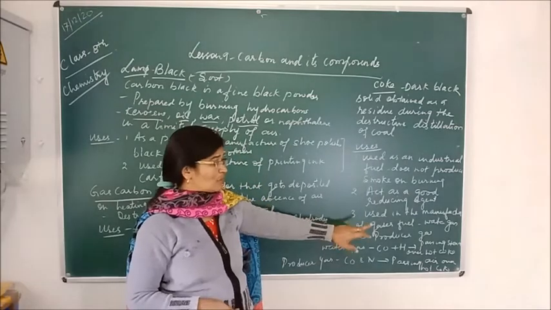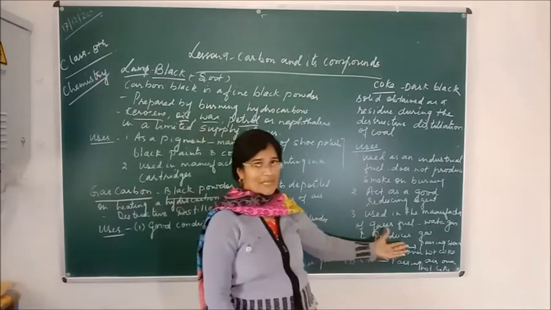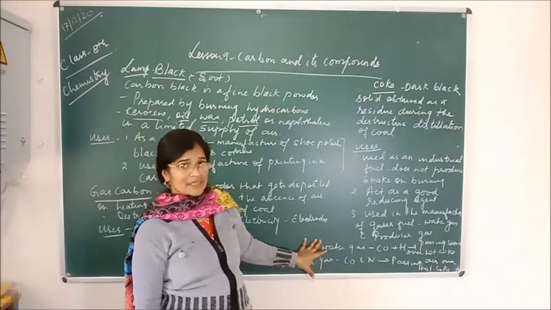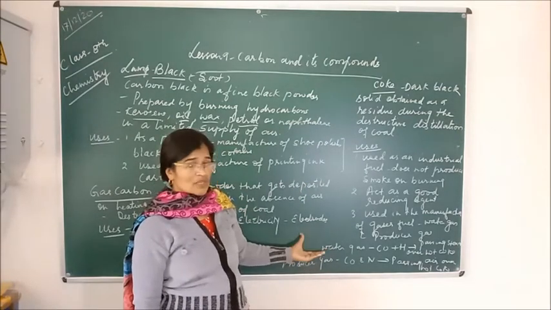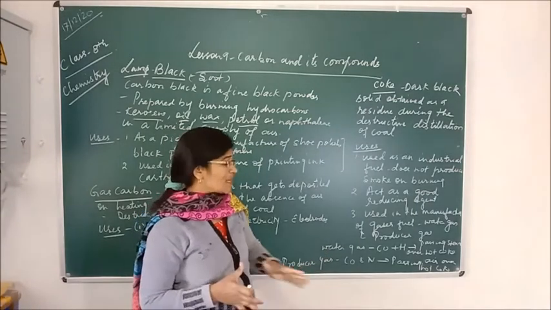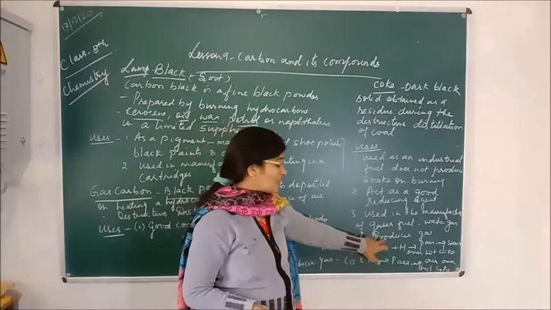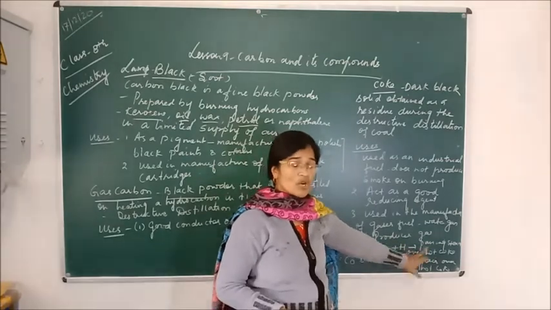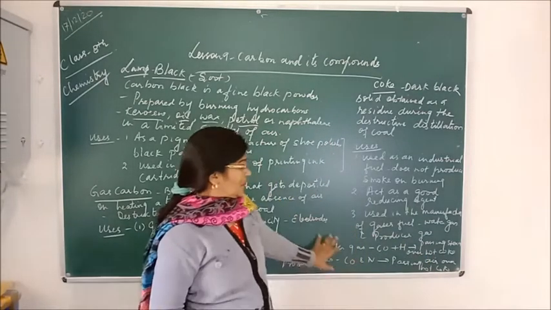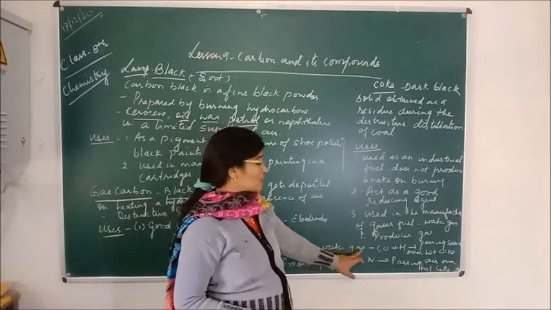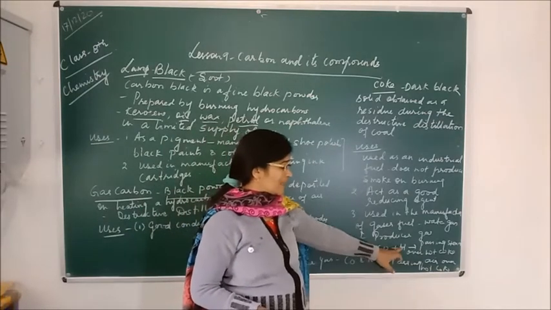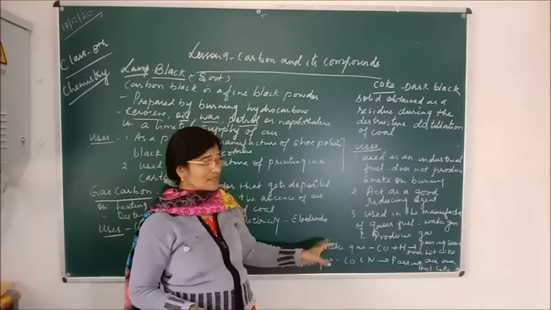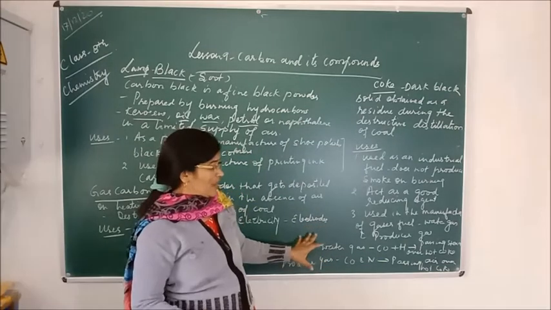Gaseous fuels, you all know, are water gas and producer gas. So what is water gas? You have studied in previous lessons that water gas is a mixture of carbon monoxide and hydrogen gas. How are they produced? They are produced by passing steam over hot coke.